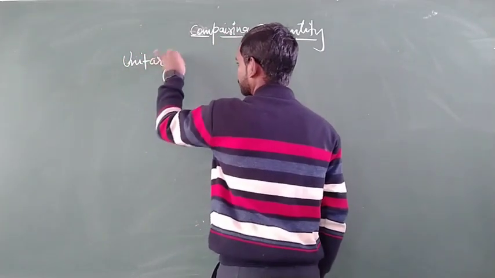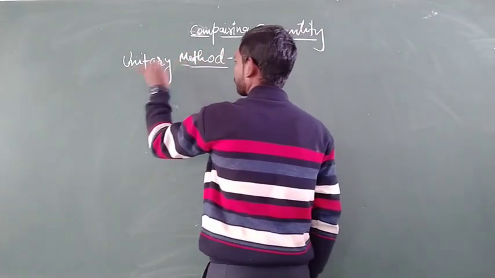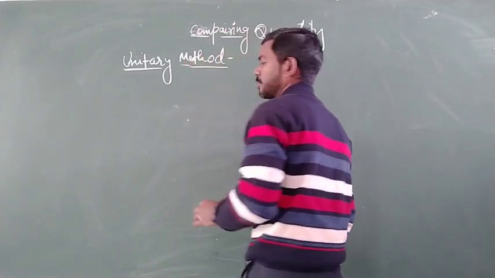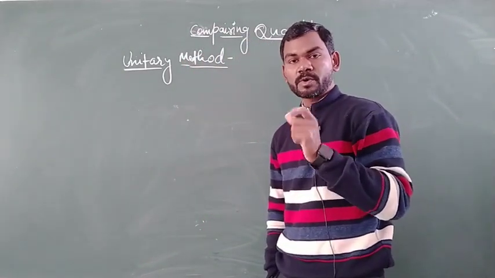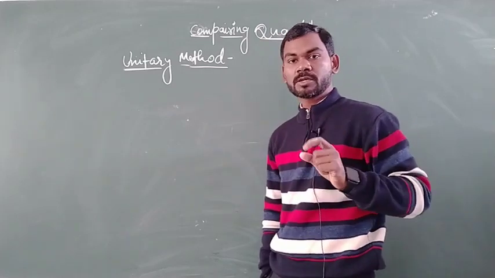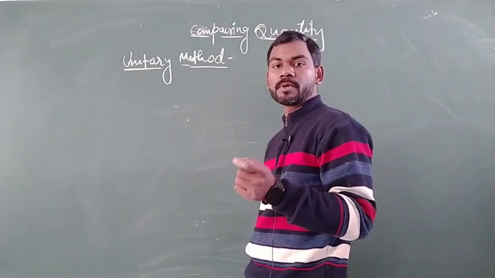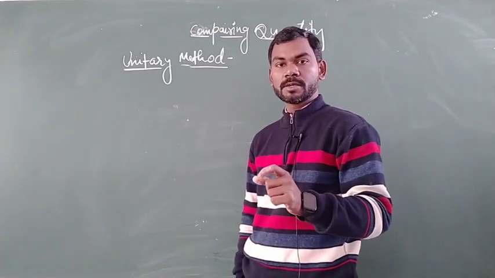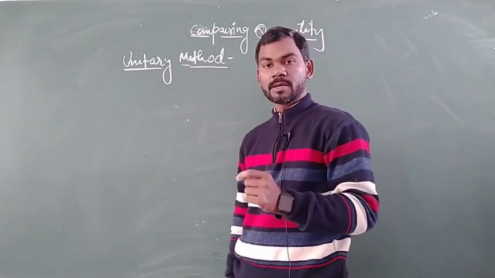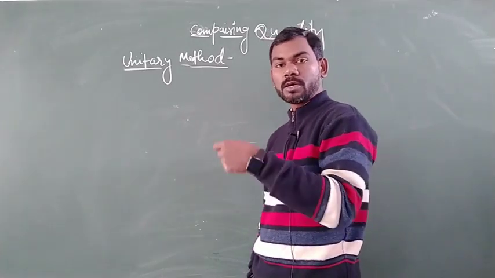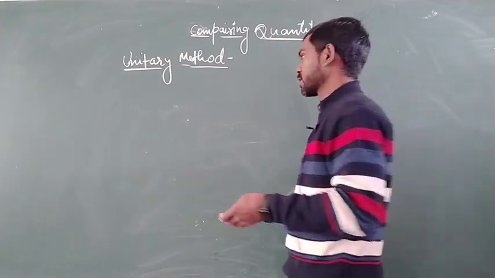Unitary method. What is the unitary method? The unitary method is a process through which we determine the value of a desirable number of articles by finding the value of a unit article from a given certain number of articles. So here we give the definition.